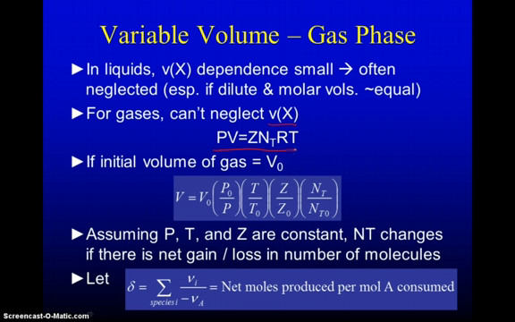If we use the gas law, we can write the volume at any point as the initial volume times the initial pressure over the final pressure, times the temperature over the initial temperature, times Z over, that's the non-ideal factor, over the initial Z value, times the total number of moles over the initial total number of moles. Assuming that P, T and Z are constant, N_T changes if there is a net gain or loss in the number of molecules. If we let delta equal this sum over all species of the ratio of stoichiometric coefficient to the stoichiometric coefficient for A, that gives us the net moles produced per mole of A consumed.